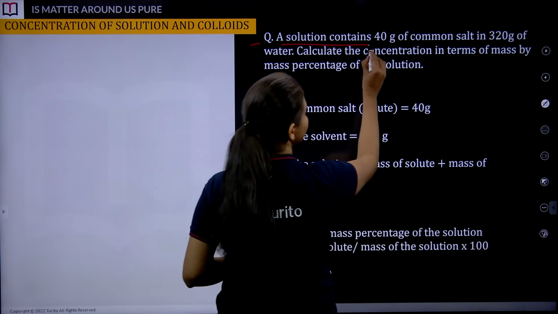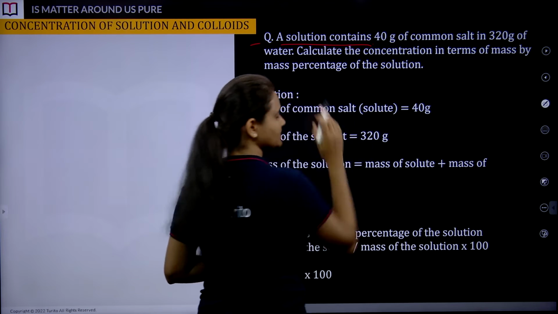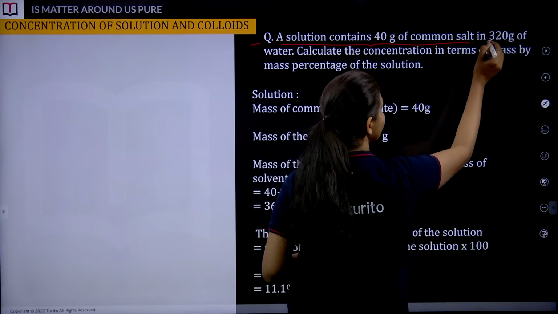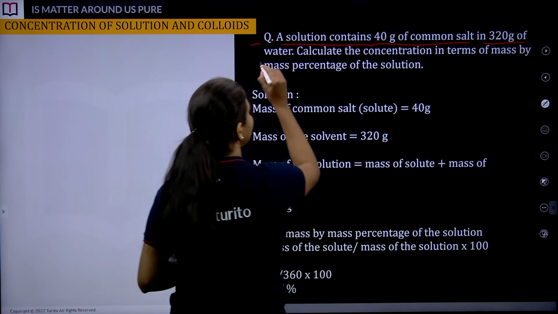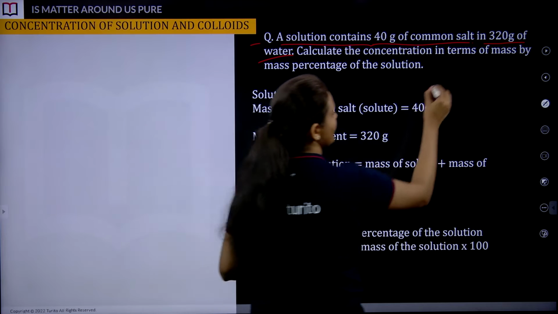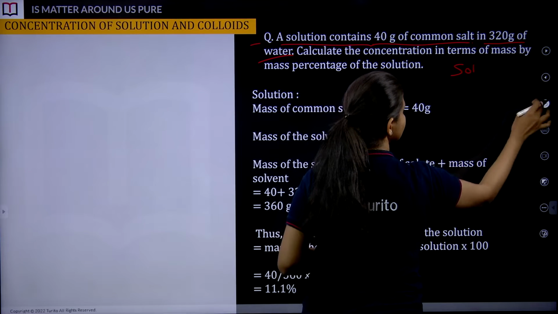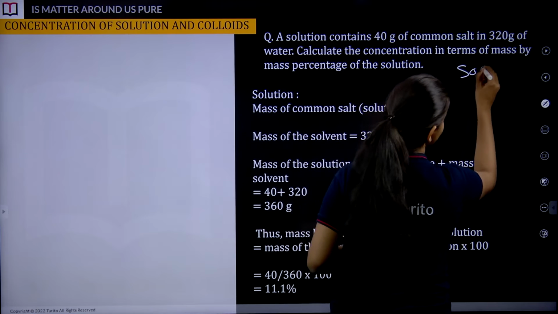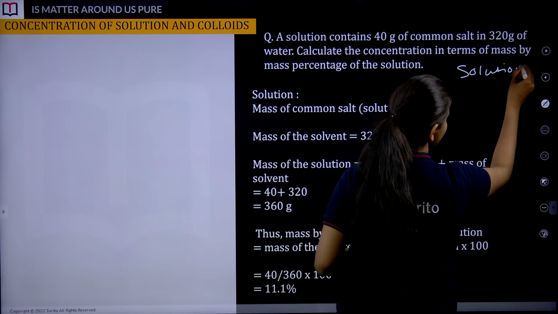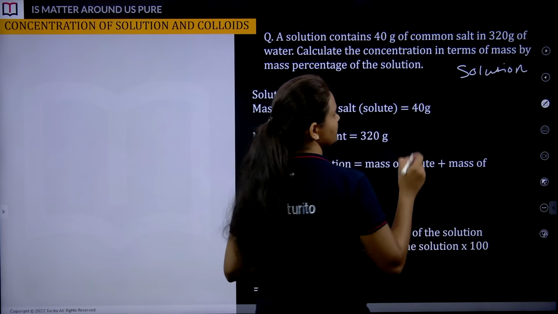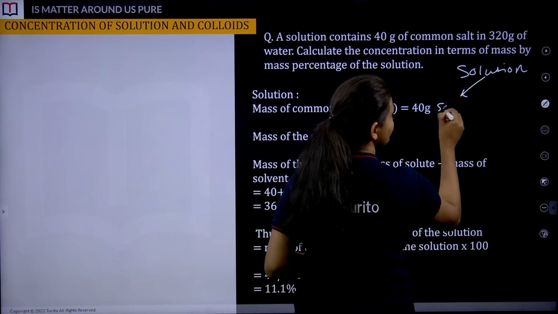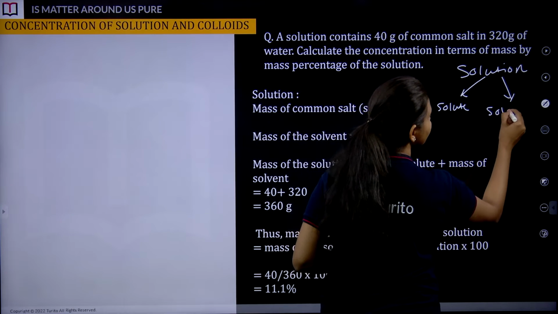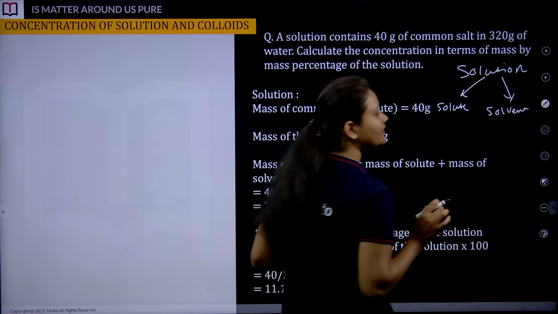A solution contains 40 gram of common salt in 320 gram of water. I am just writing it here for your better understanding. So we have prepared a solution. We are going to understand the question first. We know how a solution gets formed when you add a little amount of solute in solvent. It's going to give you solution.